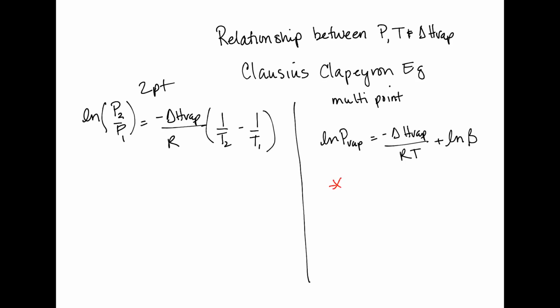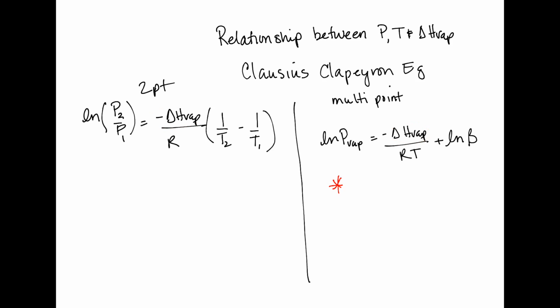Now this is the one that we're going to use in this lab because we're going to be able to take multiple points of data. And kind of the pros and cons of this, pros, you have a lot of data points, so you tend to get better numbers for the delta H of vaporization using this equation than you would using this equation. So those are the pros.